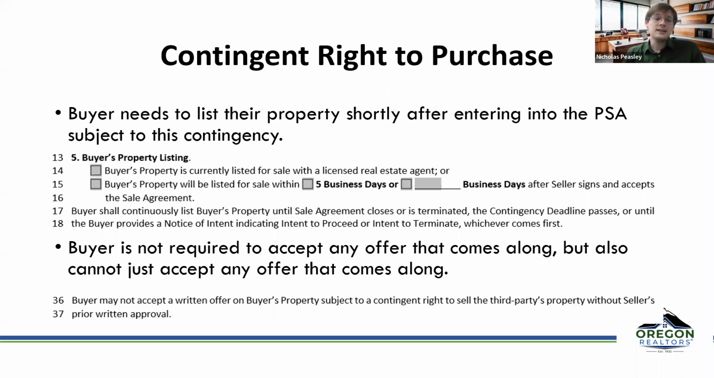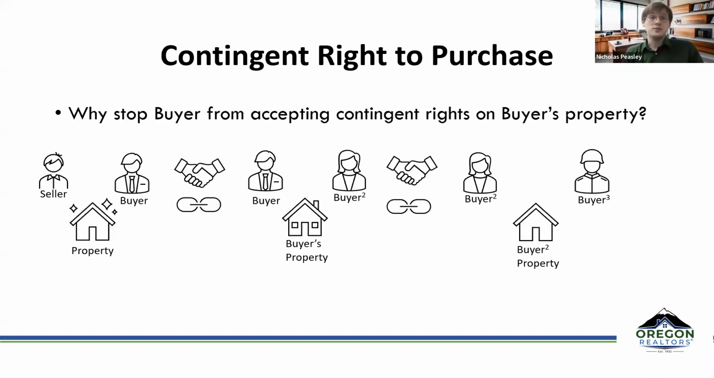Specifically, the buyer cannot accept an offer that is subject to a further contingent right unless they have the seller's prior written approval. What that means is if the buyer's offer is contingent, the second buyer can't also create a contingency, because we're creating a daisy chain of contingent rights. And that's a problem unless the seller is okay with assuming that level of risk. So why do we stop the buyer from accepting a contingent right on the buyer's property, subsequent property? This is the illustration. Seller selling their property to the buyer. It's great. They have a contingent right.